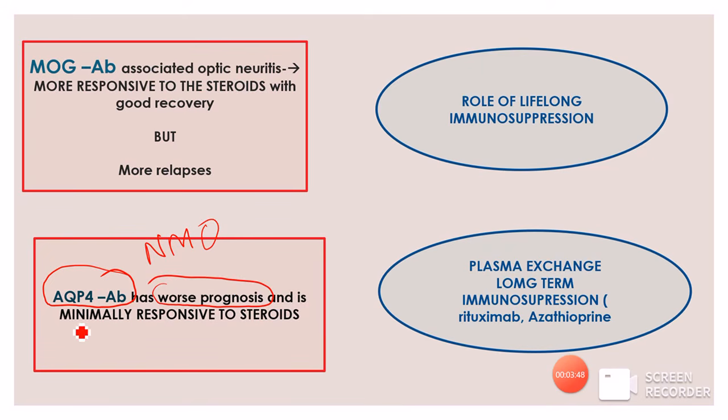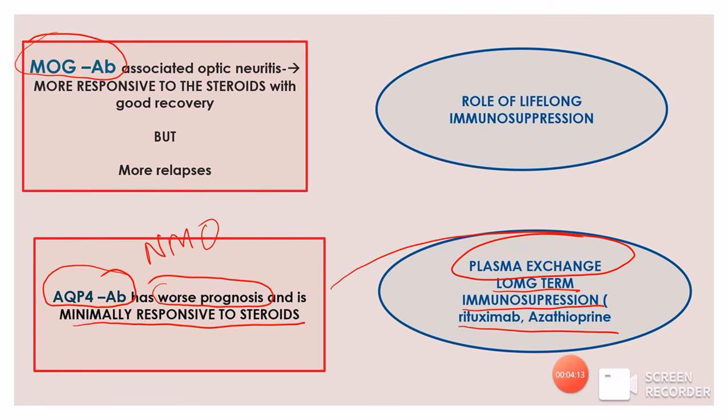And they are not responsive to steroids also. So what do we do for these patients? We have to go for a plasma exchange, in which we are going to remove these antibodies from the plasma and then push back the normal plasma. And along with that, we have to advise the patient regarding the long-term immunosuppression using the antimetabolites or the immunosuppressive drugs.